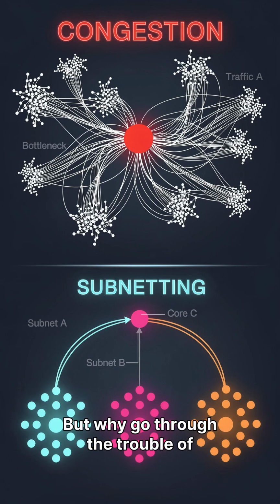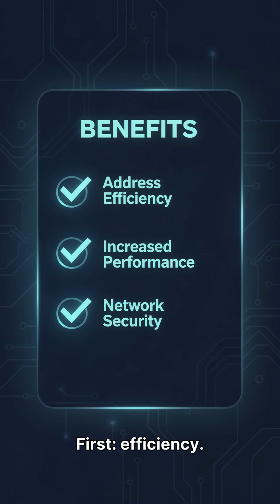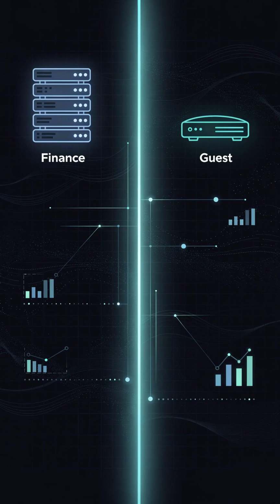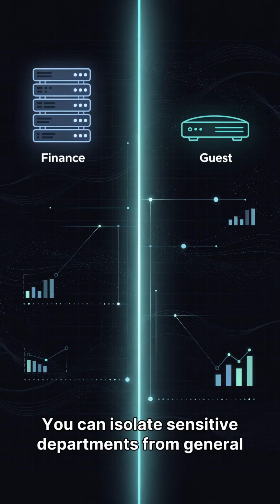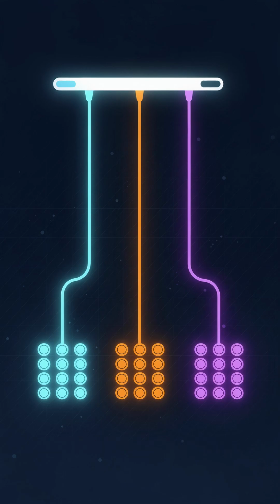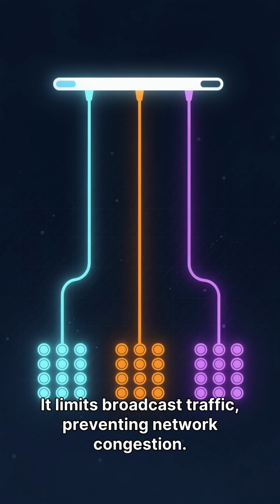But why go through the trouble of dividing networks at all? First, efficiency. Subnetting prevents the waste of precious IP addresses. Second, security. You can isolate sensitive departments from general guest Wi-Fi. And finally, performance. It limits broadcast traffic, preventing network congestion.